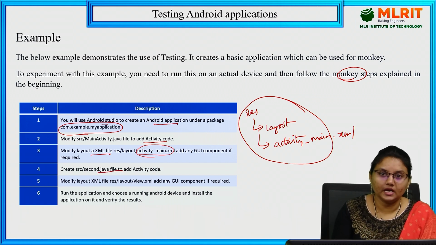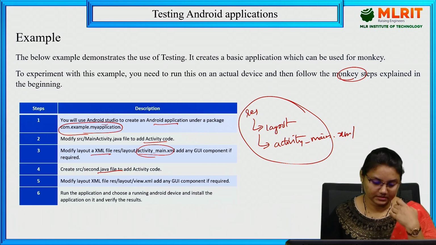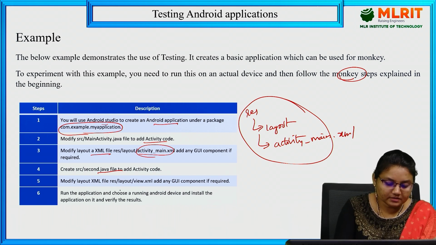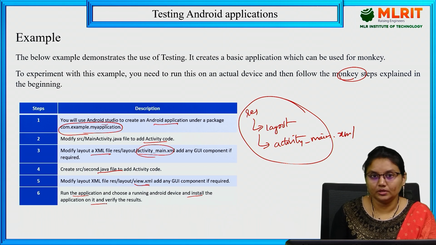And create your Java file. If you want to develop any other activities, any intents, internal or external intents, and you want multiple Java files, then you can add them. Modify the layout XML from the view XML if required, and run the application, install the application, verify the results. This is what we used to do.